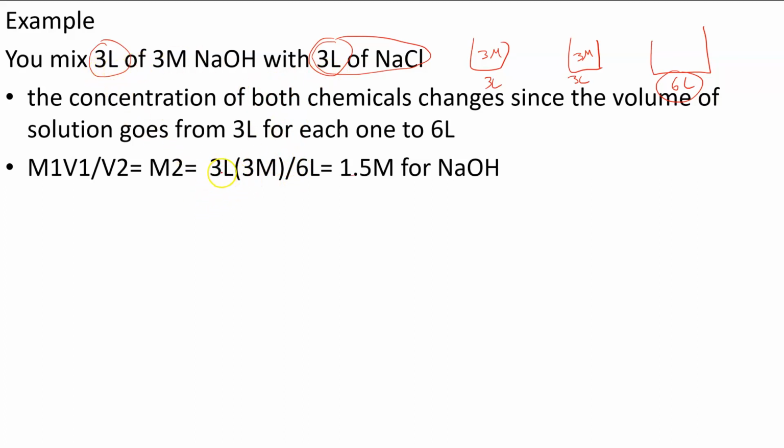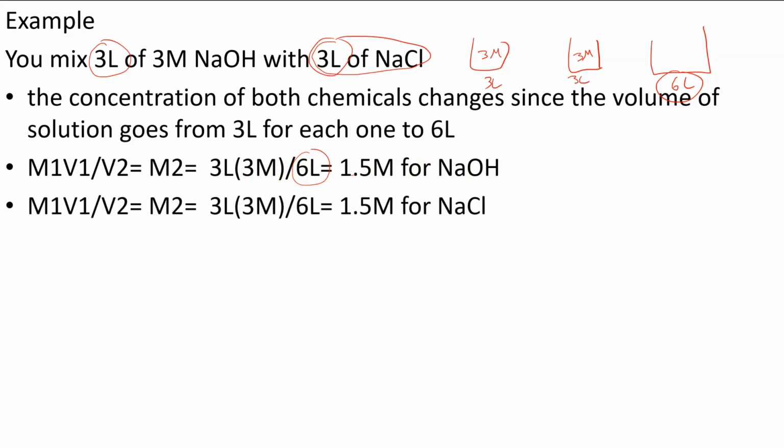So what you're supposed to basically do is understand that when you're adding a volume of solution to the original, your total volume does change. That's how you get the 6 liters. So 3 times 3 divided by 6 gives you 1.5 molar of NaOH. And for NaCl, you get 1.5 molar of NaCl. Why? Same thing. You have your 3 molar of the chemical, 3 liters of solution. So that's where you get the 6 liters again. It's 1.5 molar.